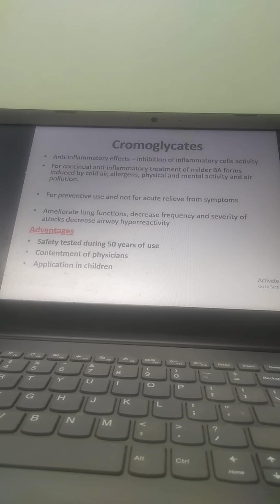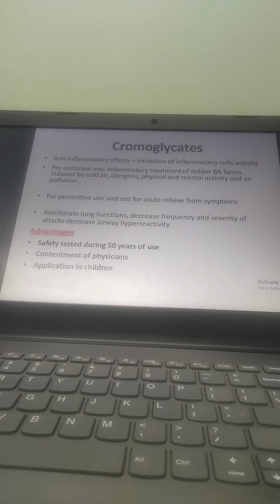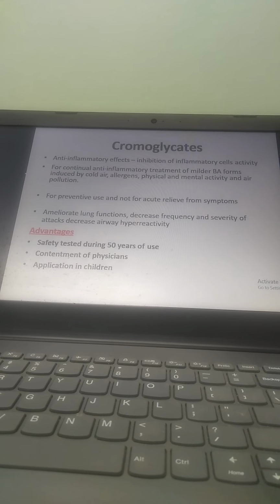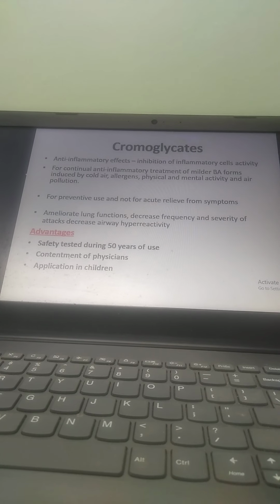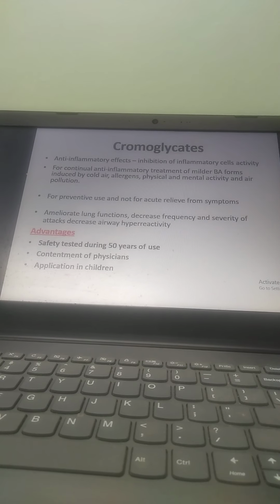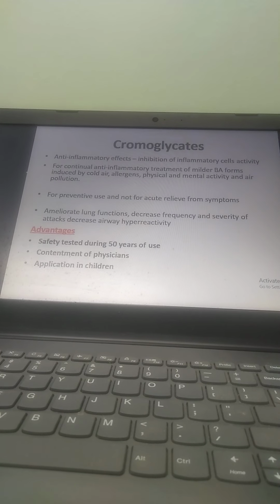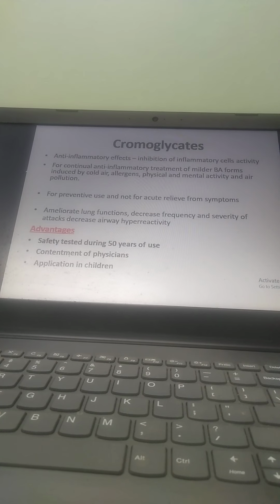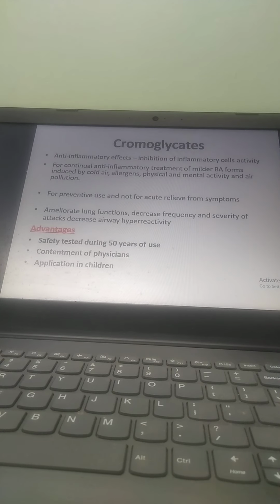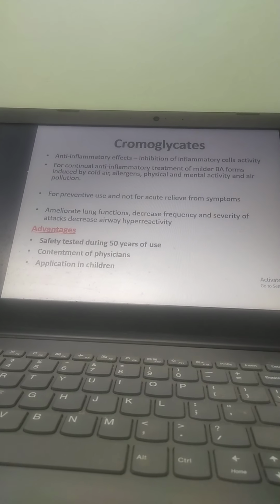Chromoglycates, we have anti-inflammatory effects for continual anti-inflammatory treatment of milder bronchial asthma forms induced by cold air, allergens, physical and mental activity and air pollution. Chromoglycates are for preventive use and not for acute relief from symptoms. They ameliorate lung functions, decrease frequency and severity of attacks, decrease airway hyperreactivity. Advantage: safety tested during 50 years of use. It gives confidence to physicians, and application in children. So chromoglycates have some say in bronchial asthma.